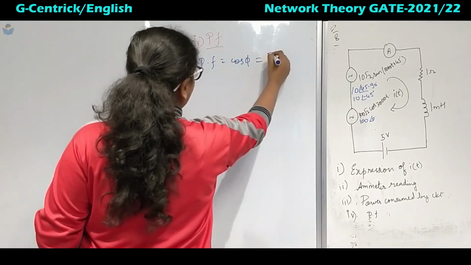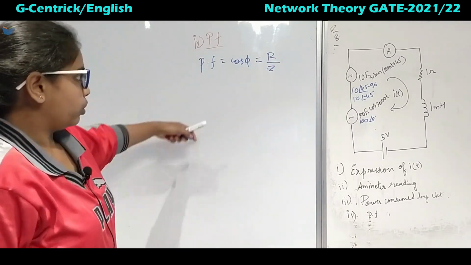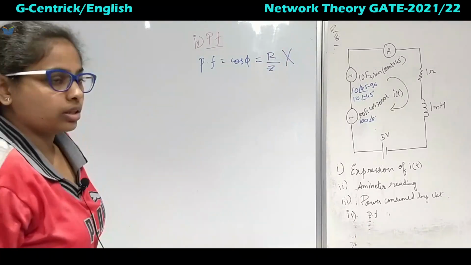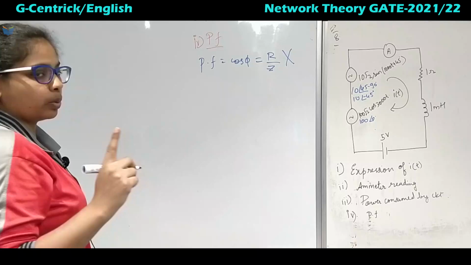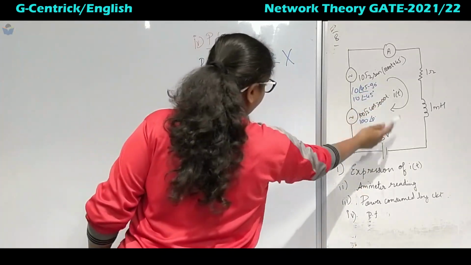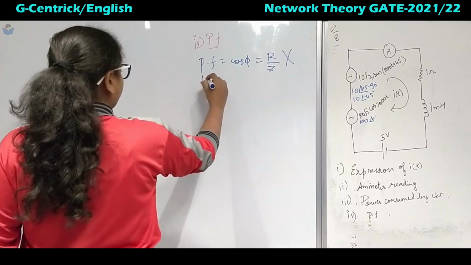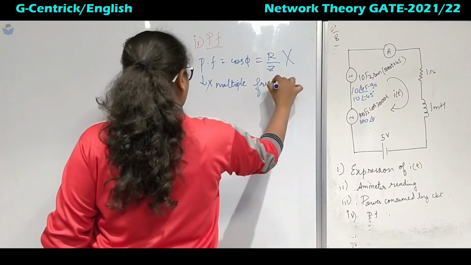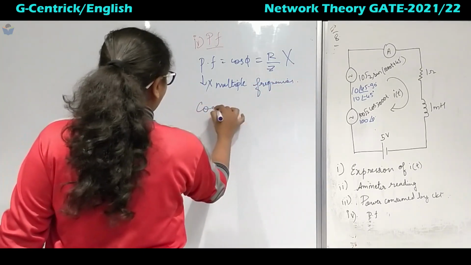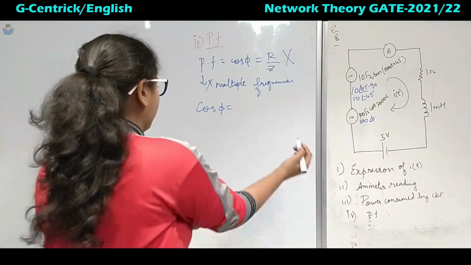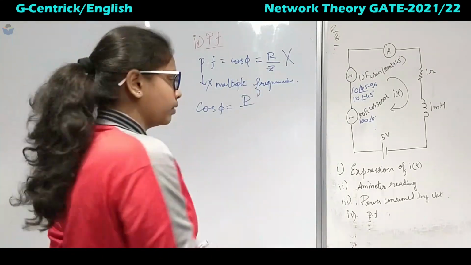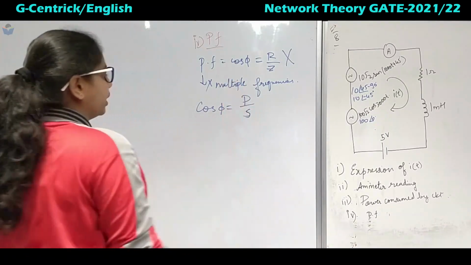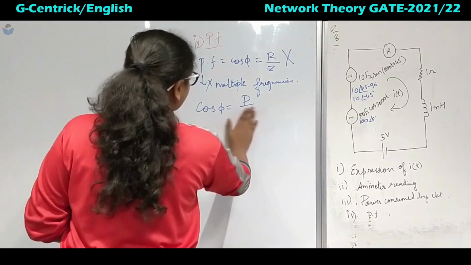Cos phi is equal to R by Z. But if you use this formula here, it will be wrong, because it is applicable for only one type of frequency, and here we have multiple frequencies. So this formula is not applicable for multiple frequencies. Then which formula do we use? We also know that cos phi is nothing but active power over S, that is apparent power.